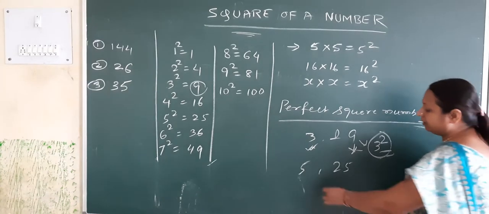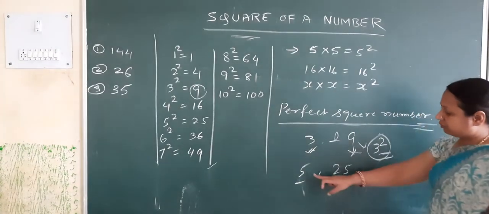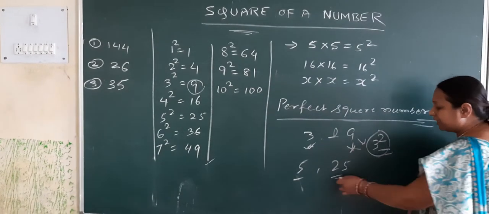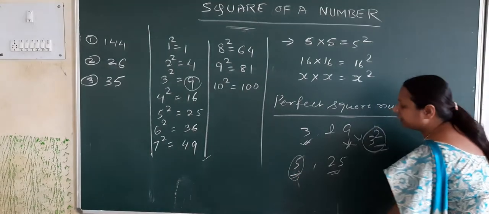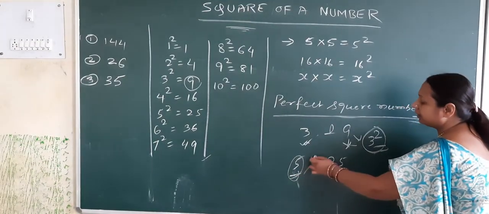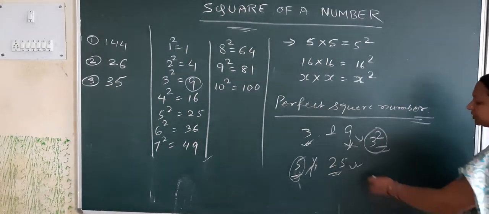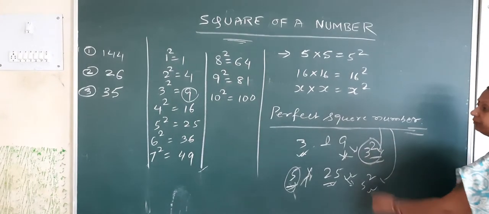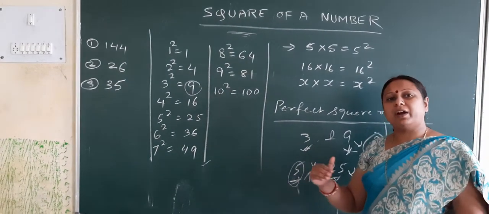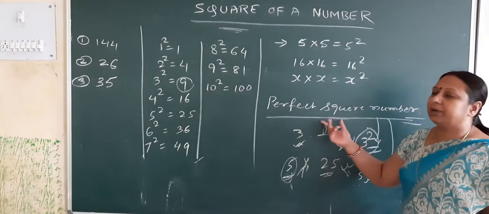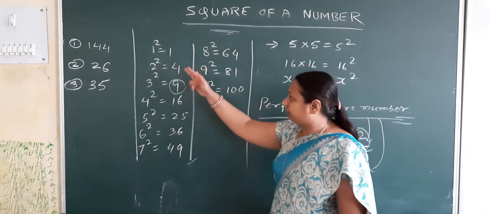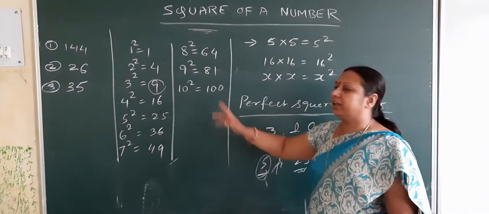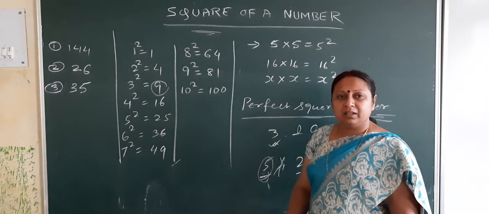Take 5 and 25. You can see that the square of both numbers is possible. Square of 5 is 25 and square of 25 is 625. But 5 is not the square of any number, so it cannot be a perfect square number. And 25 is the square of 5, that's why it comes under perfect square numbers. So the number which is the square of another number is called a perfect square number. 1, 4, 9, 16, 25, 36, 49, 64, 81 and 100 are perfect square numbers.